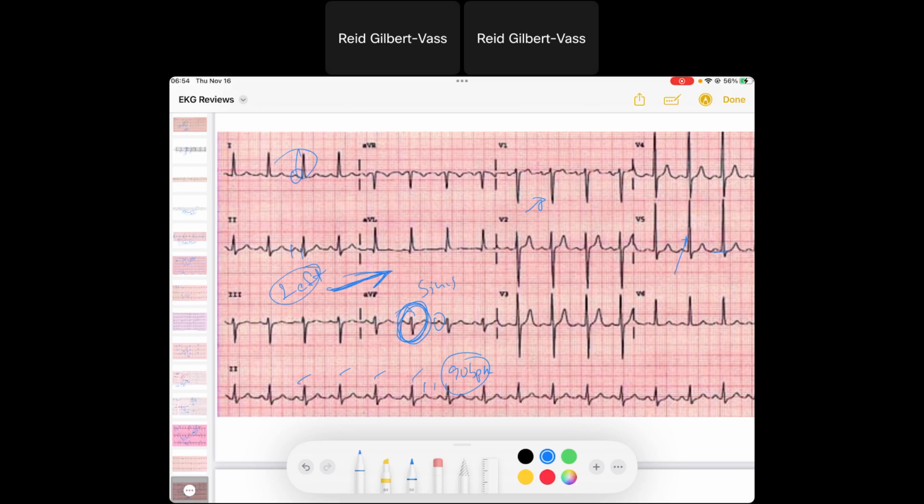And so we can count here and we can say 5, 10, 15, 20, 25 millimeters is the R wave in V5. We add that to the S wave in V1, which is 5, 10, maybe 15. 15 plus 25 is 40 millimeters. And so this person meets the criteria from an electrocardiogram for left ventricular hypertrophy. This is a sinus rhythm with LVH.